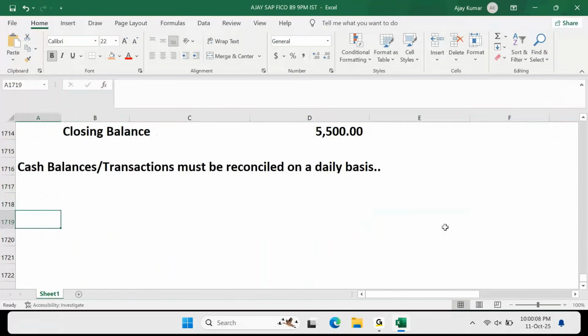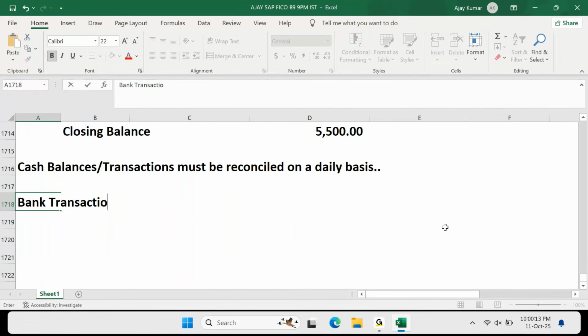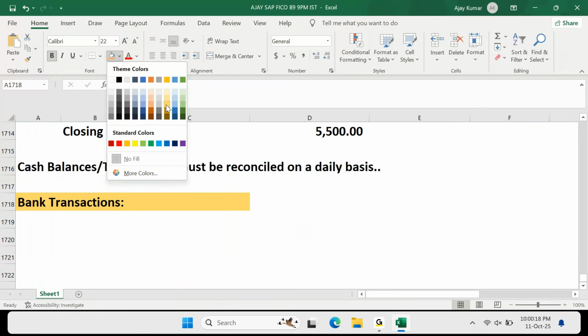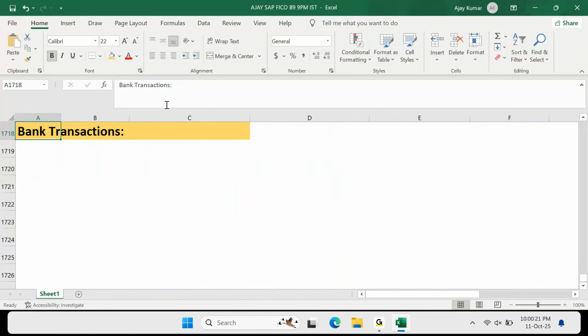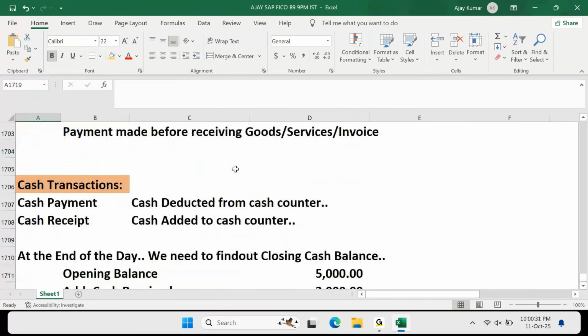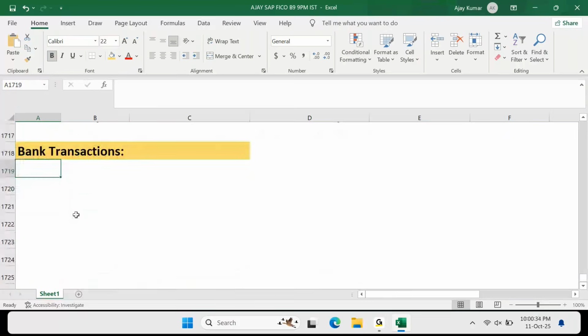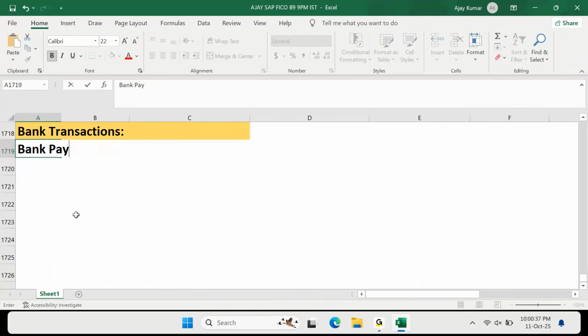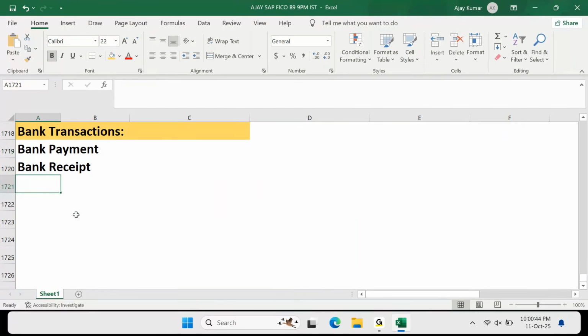Now, similarly, when you take bank transactions, we'll just have a basic overview about it, and then the detailed discussion we will do in the next session. On the bank transaction, what will happen? Same thing. You will get the same logic. Cash payment, cash receipt. Here also bank payment, bank receipts.